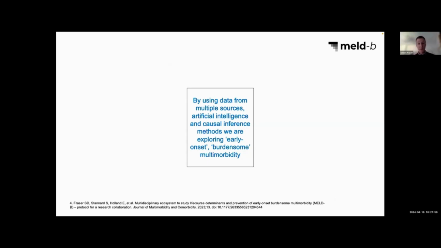But we're also using traditional epidemiological causal inference methods. And we're exploring multimorbidity that is early onset, and we've defined that as being by the age of 65. And we're just looking at multimorbidity that is burdensome, and we're having to define that as part of the project, and I'll explain more of that in a minute.